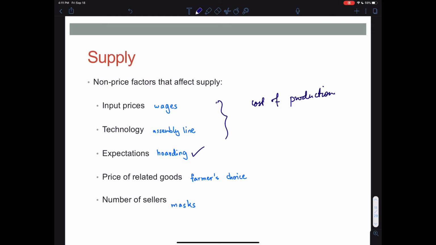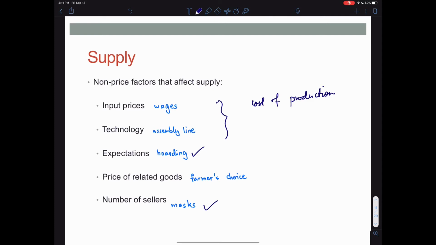Price of related goods can also play a role in how much a seller is willing to supply. Suppose you're a farmer again and you have the option of planting either rice or wheat on your land. One of the things that will affect your choice is the price of the two goods. So if you are producing rice, for example, and then suddenly the price of wheat goes up, the quantity supplied of rice will fall.